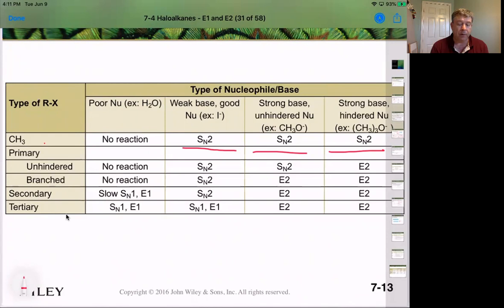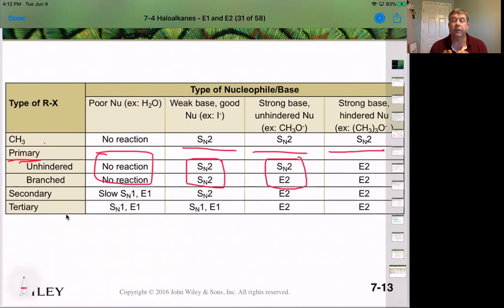Once we have our primary alkyl halides here, again, with poor nucleophiles like water, they do not react. We must have at least a good nucleophile or a good base for them to react. In the case of a good nucleophile, the substitution reaction is favored because we have a strong charged nucleophile. Okay. If we have a poor nucleophile or a strong base, we now can get some competition between an SN2 reaction and an E2 reaction.